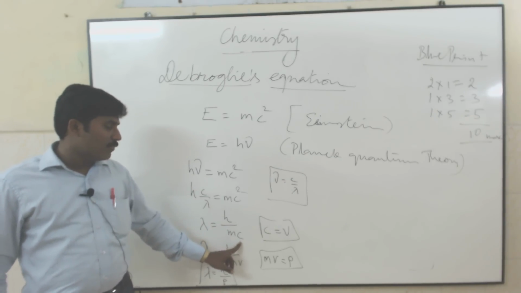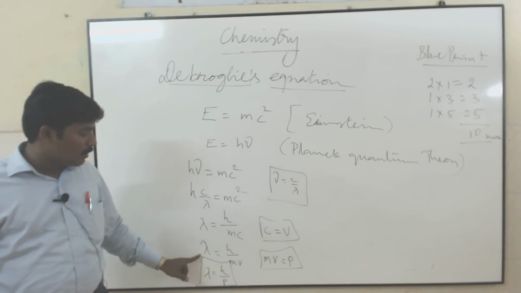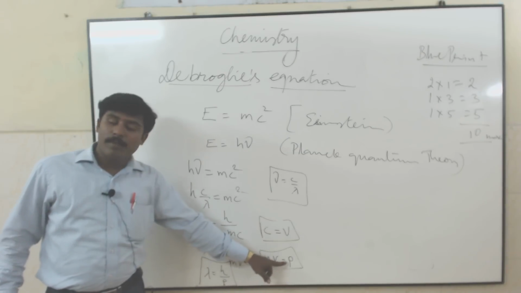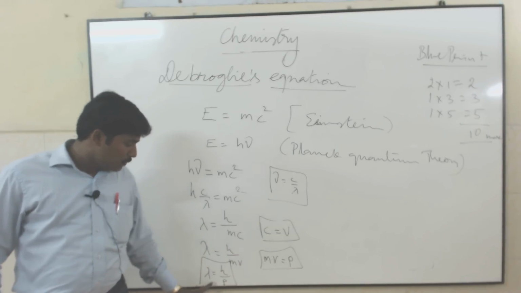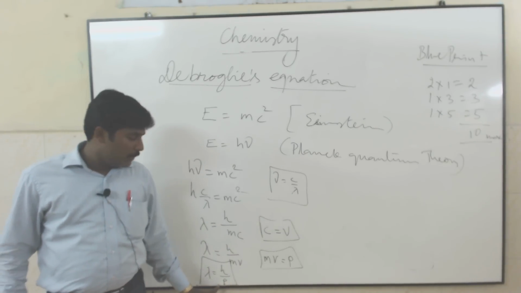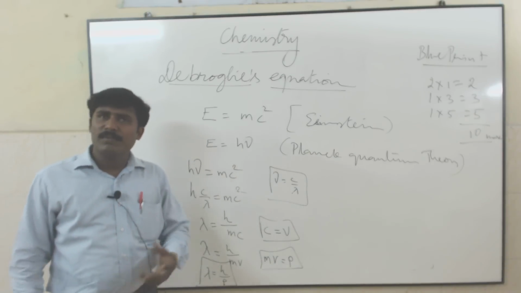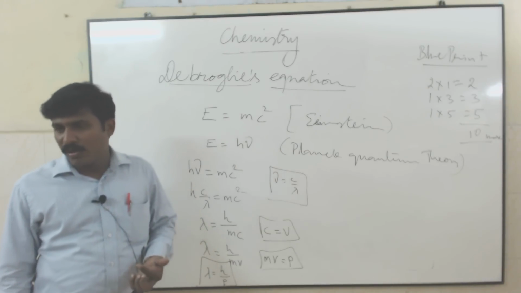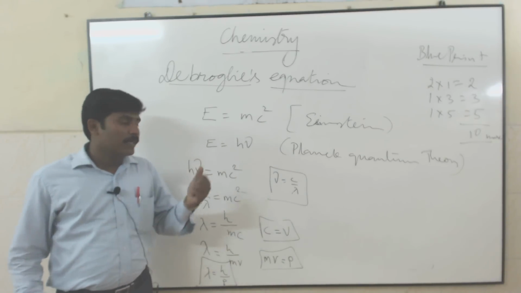c is nothing but velocity of light. So c is replaced by v. So you can write lambda is equal to h by mv. Mass and velocity, m into v, is equal to momentum p. So mv is replaced by momentum. So lambda is equal to h by p. It is not only applicable to small particles like electron, it is applicable for subatomic particles like proton, electron, neutron, all these small particles. That is a very important thing.